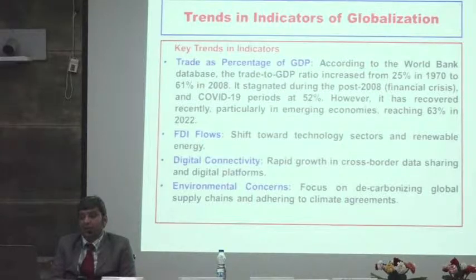This ratio stagnated during the post-2008 period due to the financial crisis and the COVID-19 period at the 52% level. Due to COVID-19, international transactions reduced, and during the financial crisis also international transactions reduced. However, it has recovered recently, particularly in emerging economies, reaching 63%. This is a global ratio. For some countries it may increase, for some it may decrease. But when we check the overall, faster growth is toward emerging economies. So it has again reached up to 63%, and this indicator shows that there is a rising trend in globalization.